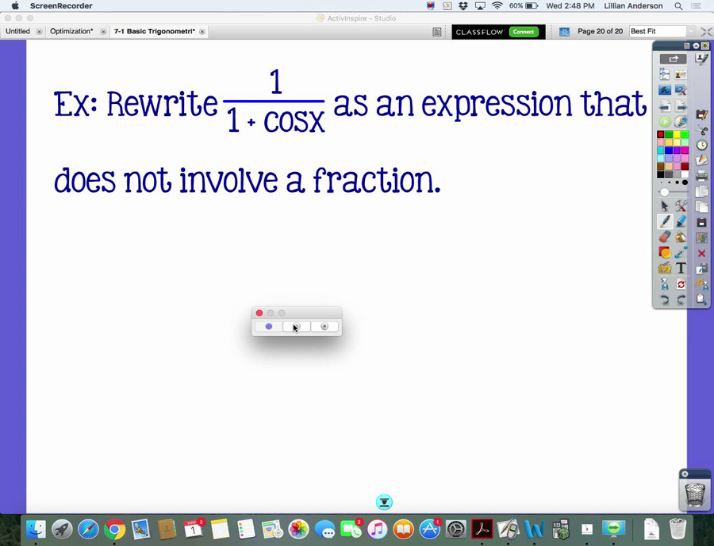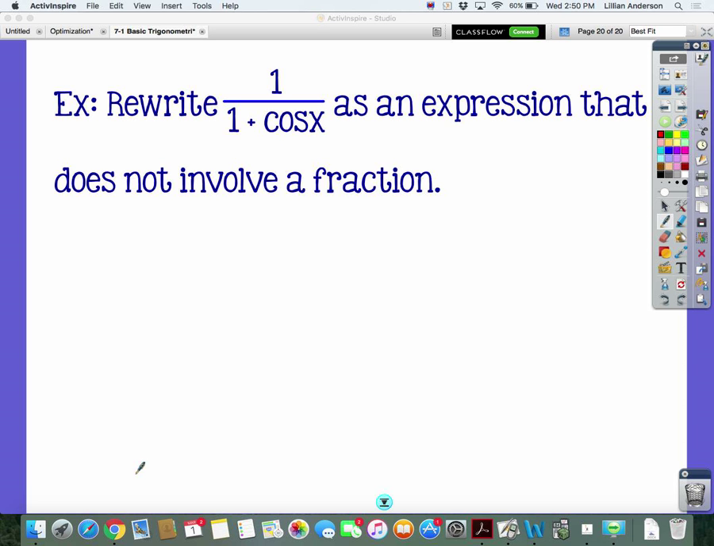Why can't you just call it a 1? Because that one is being added to the cosine x. And it's kind of like the same thing. We couldn't cancel out those signs because you had something else being added to it. They go together. Not the inverse. It's called the conjugate.